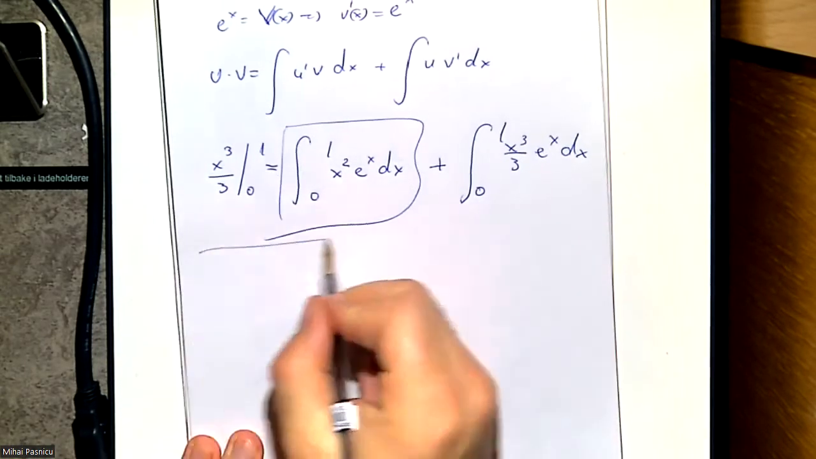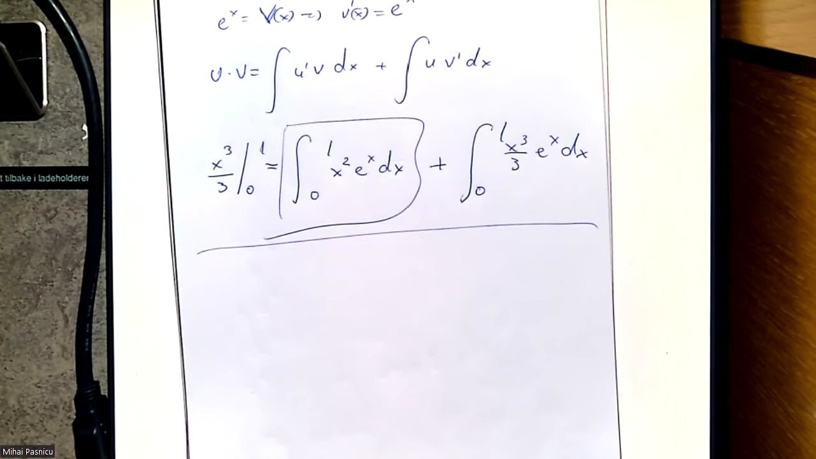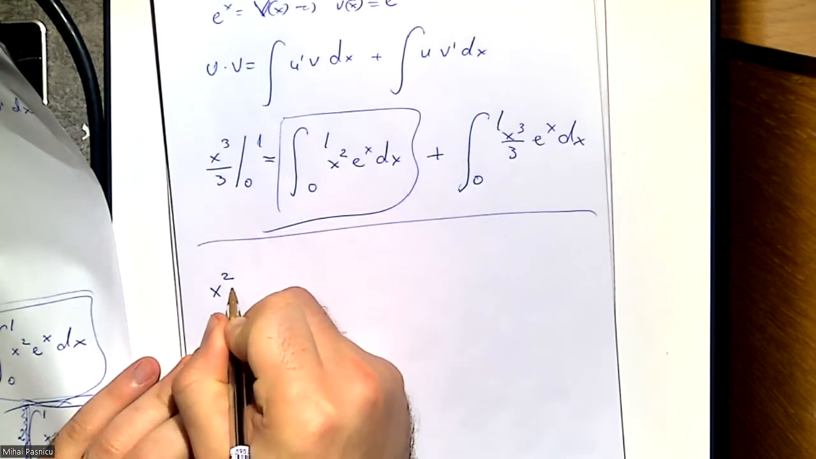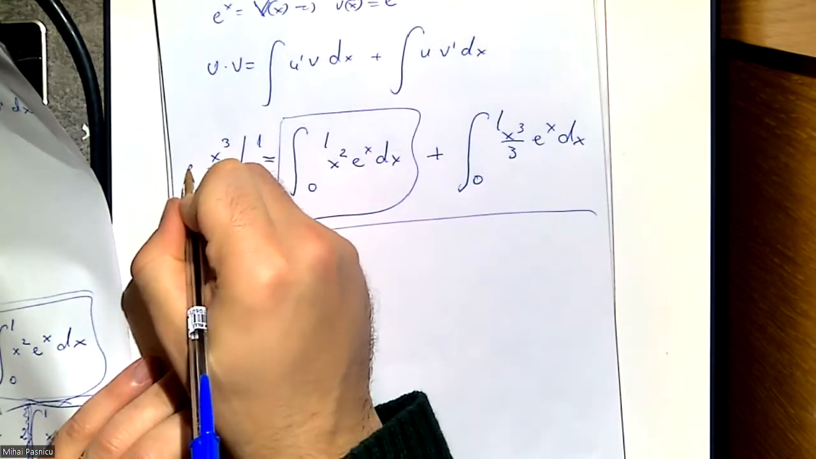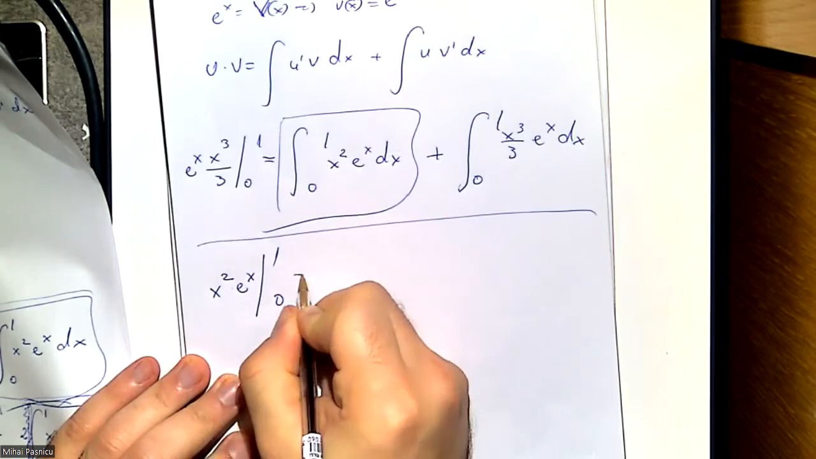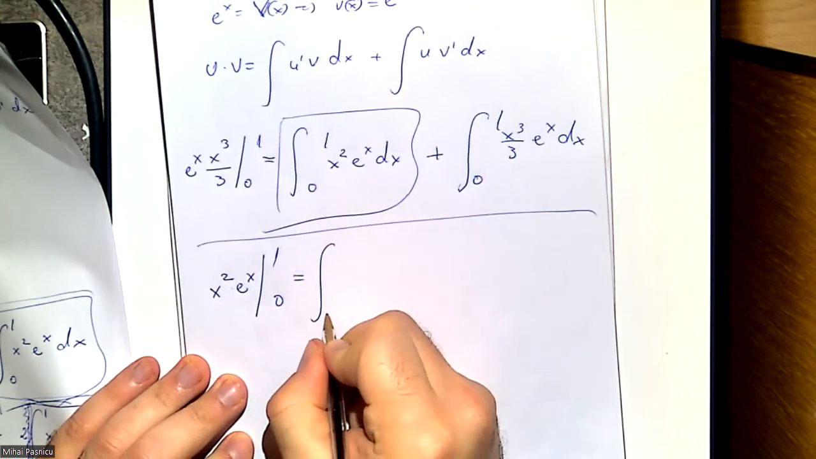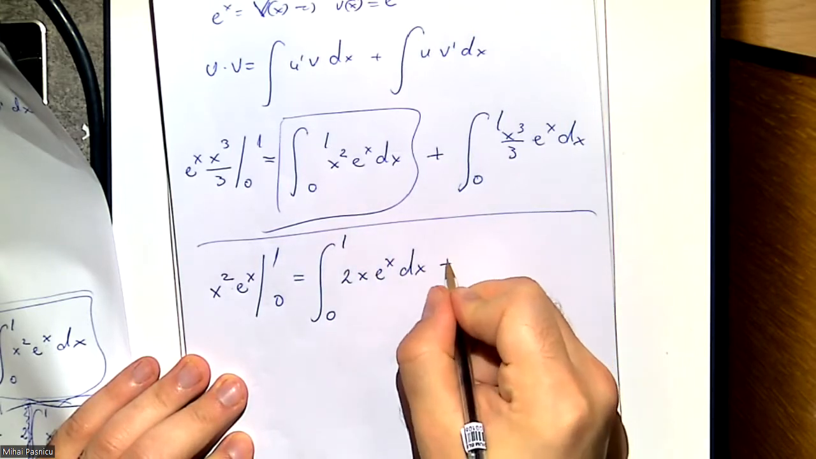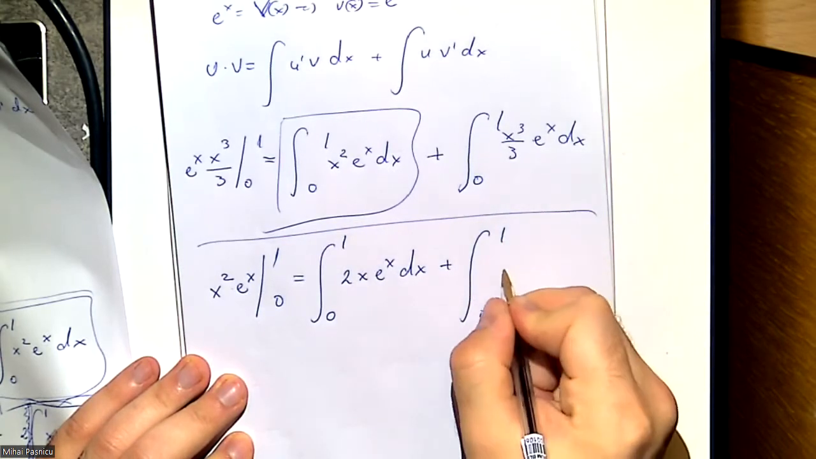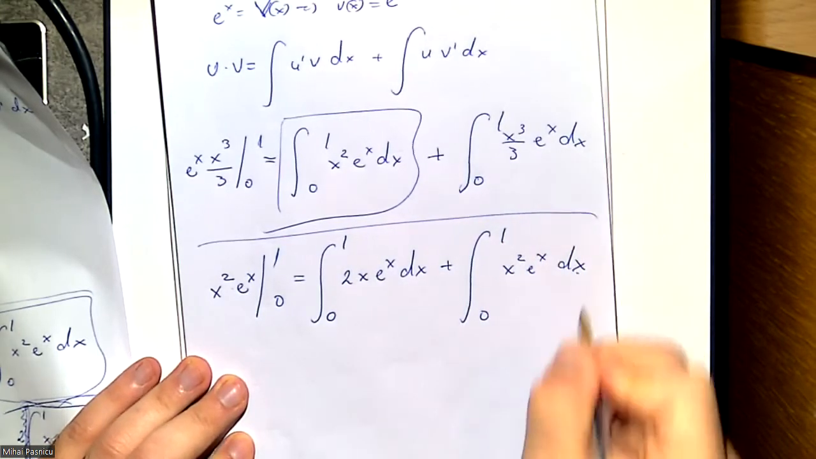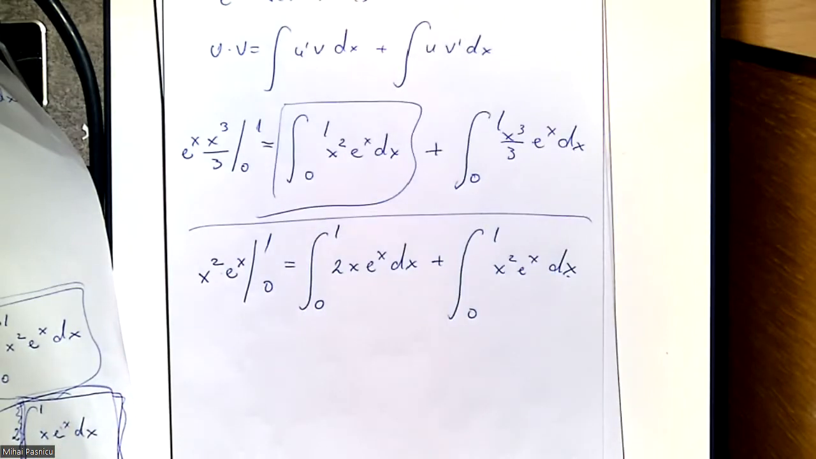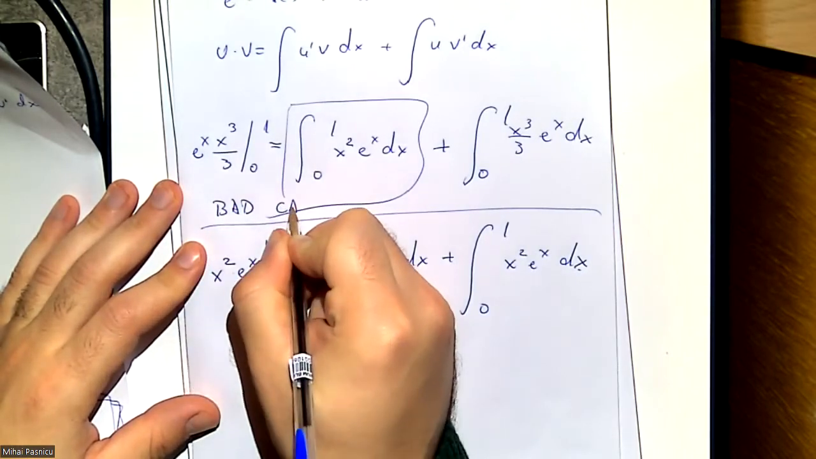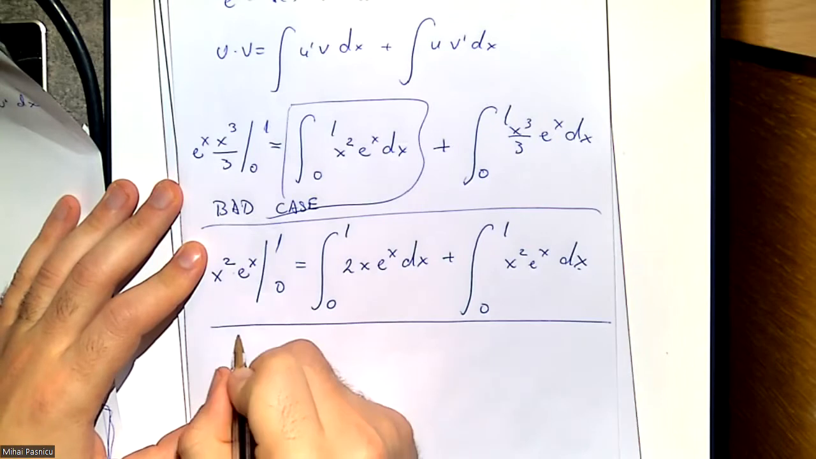This is what I got in the bad case. When I did it according to my suggestion, we got this, x e to the x. Doesn't matter. The integral from 0 to 1 of x e to the x dx plus the integral from 0 to 1 of x squared e to the x dx. These are the two cases. These are the equations we got in the two cases. This was the bad case. This is my case.